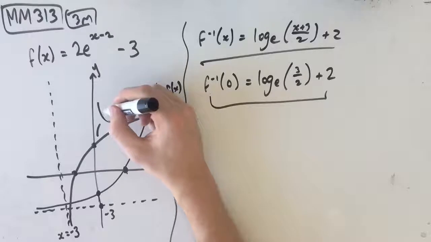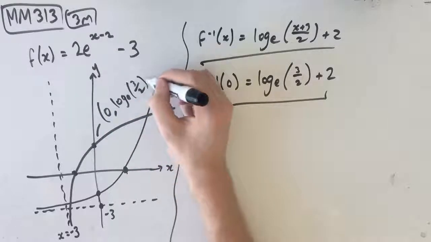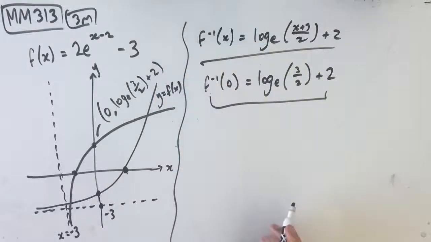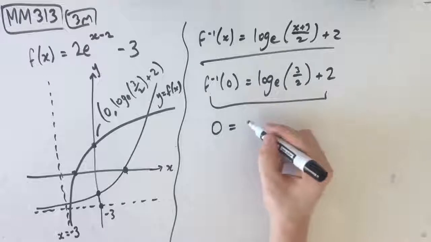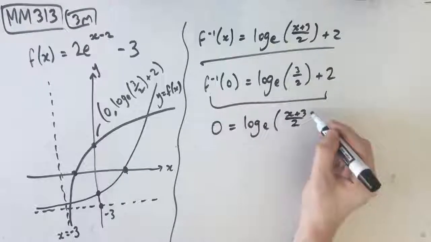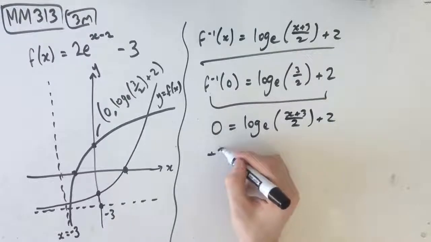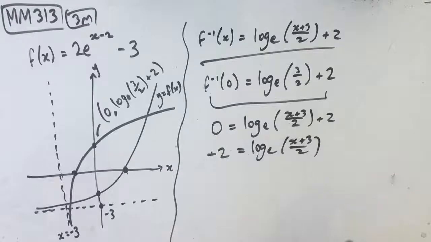So this is equal to 0, log e of 3 on 2, plus 2. Sweet. Now we're going to find our x-intercept. So our x-intercept occurs when y equals 0. So we get log e of (x plus 3) on 2, plus 2. Minus 2 from both sides, we get negative 2 equals log e of (x plus 3) on 2.